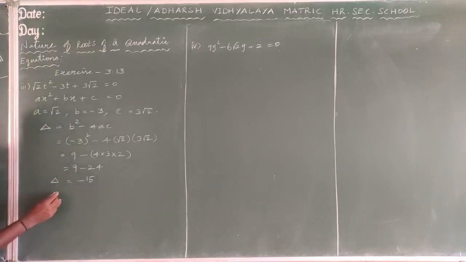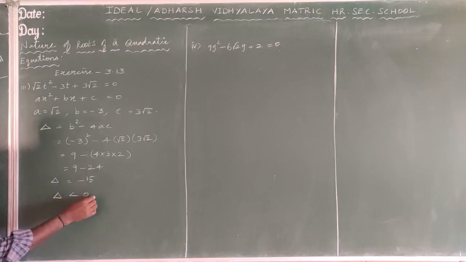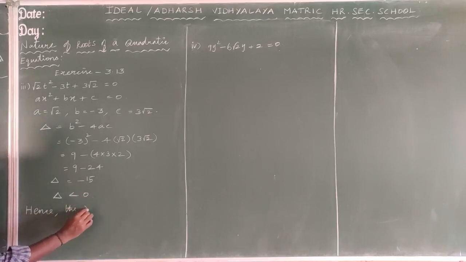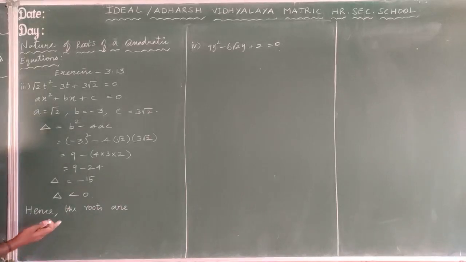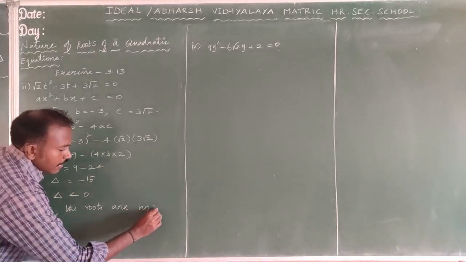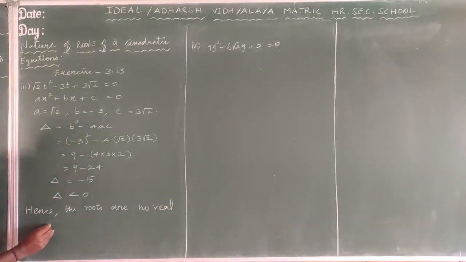Here discriminant less than 0. Hence the roots are no real roots.